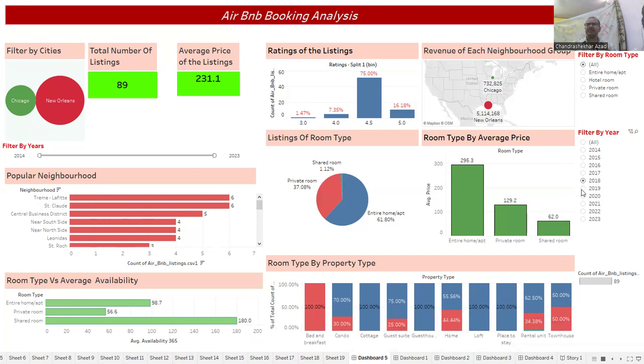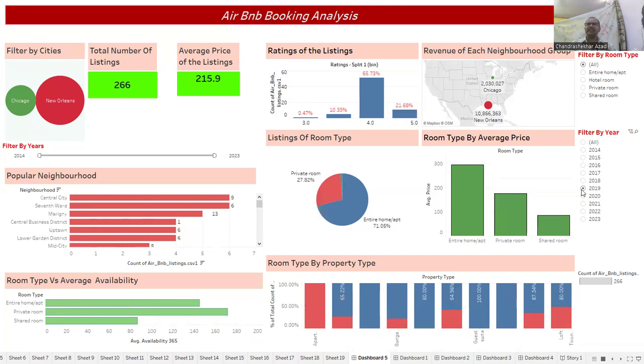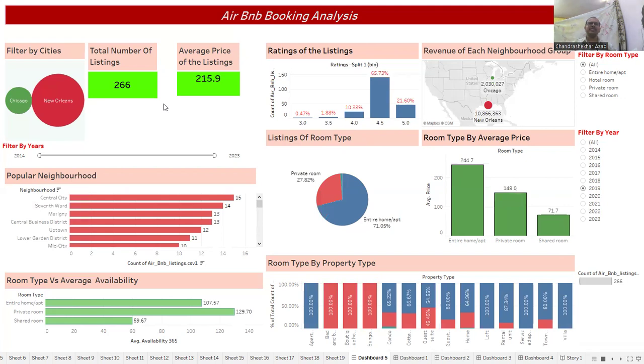If we talk about the year 2019, the total number of listings is 266 and the average price slightly decreases to 215.9. Most of the listings have ratings of 4.5 or 5. Of the room types available, 27% are private rooms and 71% are entire home apartment. Most popular neighborhoods are Central City, 7th Ward, Mid-City, Central Business District, Uptown.